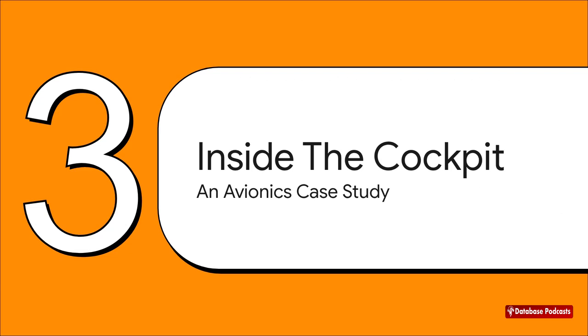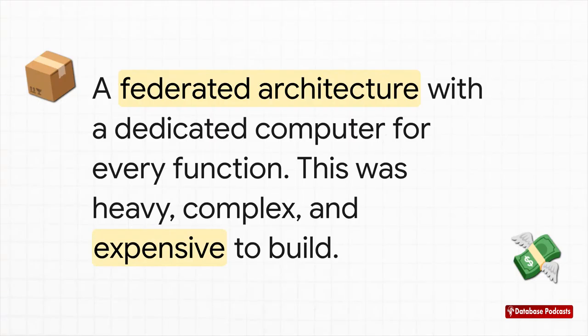Okay, let's go back to that cockpit we were talking about to see how all of this stuff works in the real world. Modern avionics are one of the most safety-critical applications on the planet, which makes them the perfect case study. See, the old way of building planes was, well, kind of brute force. Every single function, navigation, communication, you name it, had its own dedicated computer box. They called this a federated architecture. And sure, it was safe because everything was physically separate, but it was also incredibly inefficient. It meant more weight, tons of complex wiring, and it was just crazy expensive to build and maintain.